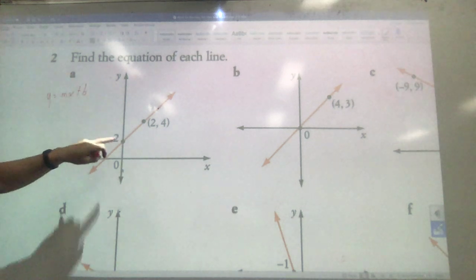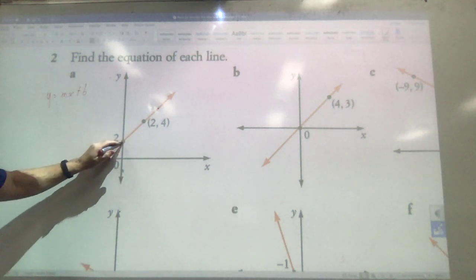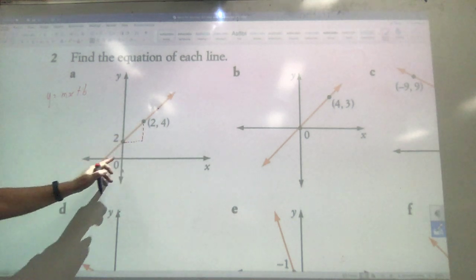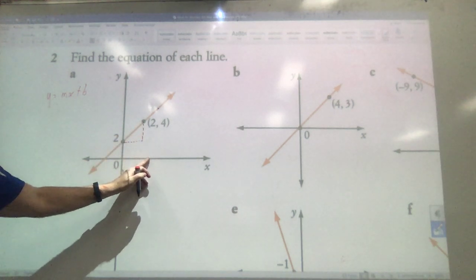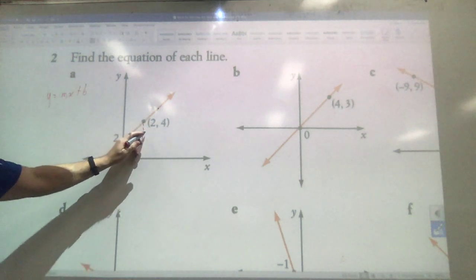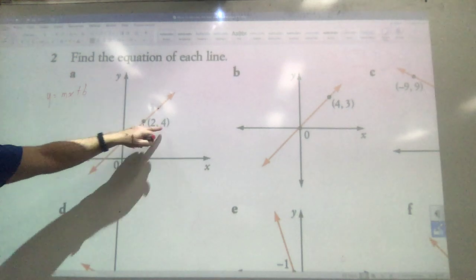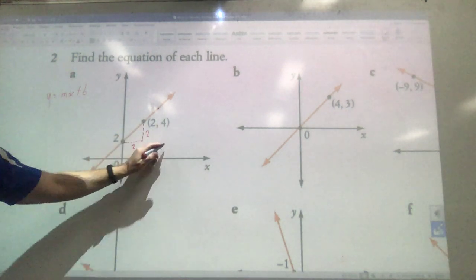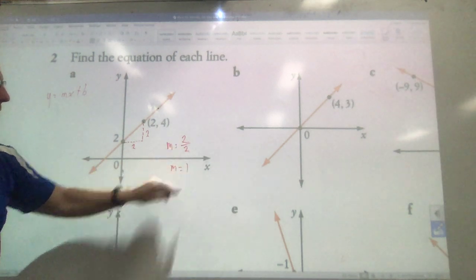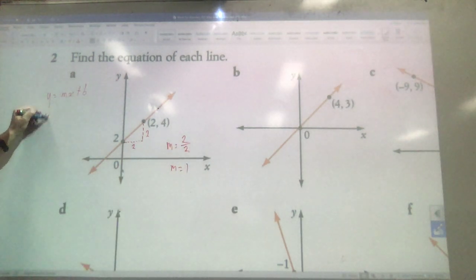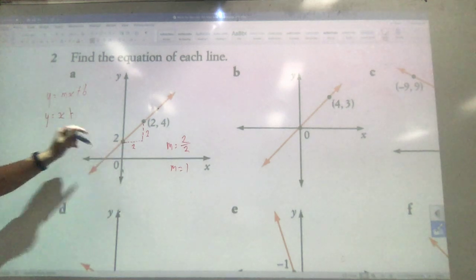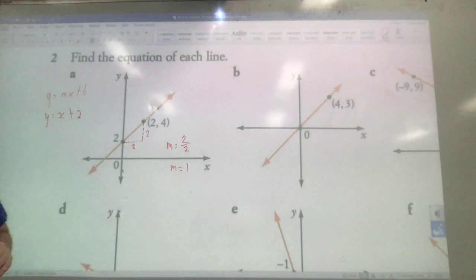So, let's do this a little bit differently. I know we don't have a grid, but if we use a bit of logic, it's gone from here to 2, so it's gone across 2, and it's gone from 2 up to 4, so it's gone up 2. Gradient is rise over run, 2 over 2, gradient is 1. So y equals 1x or x, and the y-intercept is plus 2. There's our first one.